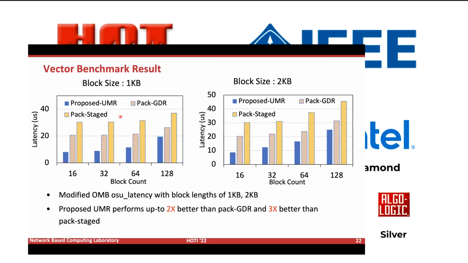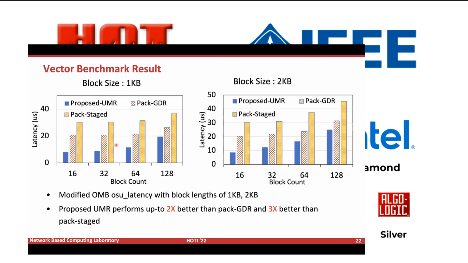So in this slide, we look at the vector benchmark result. Here we show the vector benchmark of block 1 KB and 2 KB for different numbers of block counts. Here pack GDR and pack staged are 2 other schemes that we compared with our proposed UMR scheme. In pack GDR, the data is packed to the GPU, and then direct GDR is used to exchange the data. In pack staged, the data is packed and then staged to the CPU, and then it is exchanged.